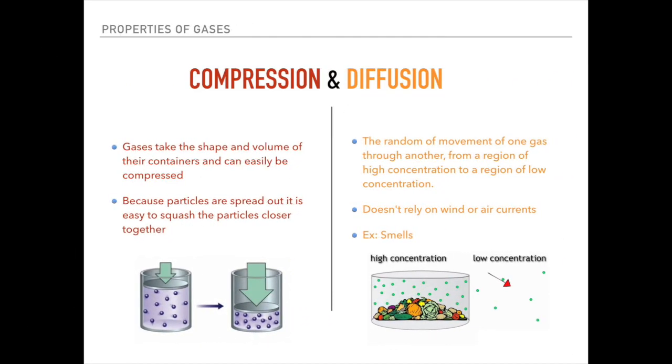Gases are easily compressible, and that's because of the high volume of space between particles that was number 1 in the kinetic molecular theory slide. Represented by the graphic, we see pressure being applied to the gas, and we notice that the molecules within the gas squish closer together. In regards to diffusion, it is the random movement of one gas through another, from a region of high concentration to a lower concentration.